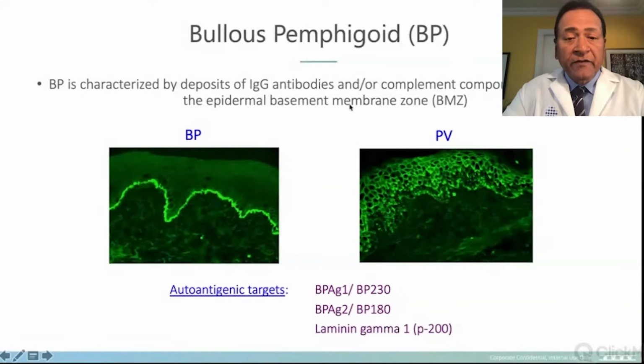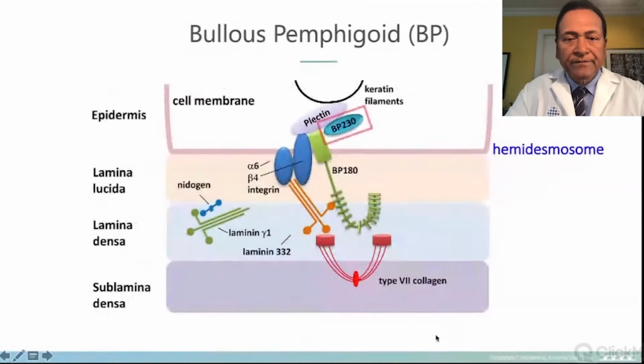In terms of immunofluorescence, you'll see that the immunoreactants, the antibodies, are targeted not throughout the epidermis in this chicken wire fashion as you see in pemphigus, but all along the dermal epidermal junction. And the targets are bullous pemphigoid antigen 1 or BP230, bullous pemphigoid antigen 2 or BP180, and also more recently identified with the pemphigoid group is laminin gamma 1 or P200.